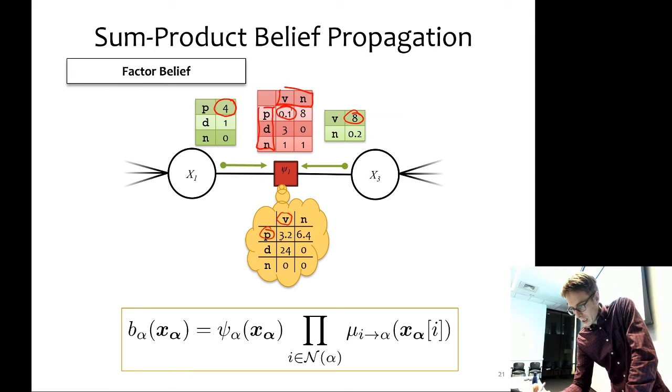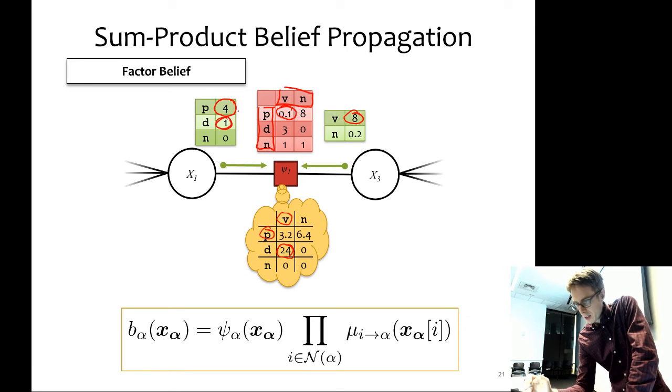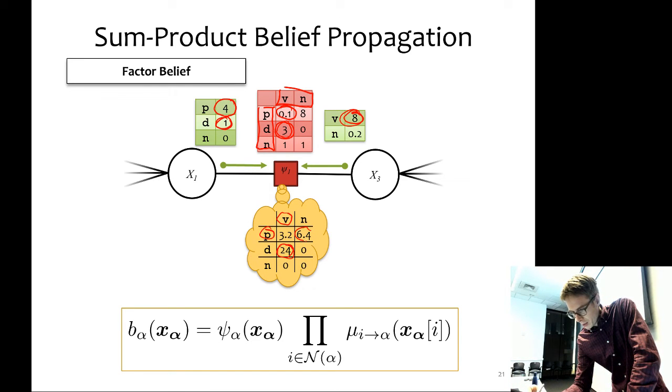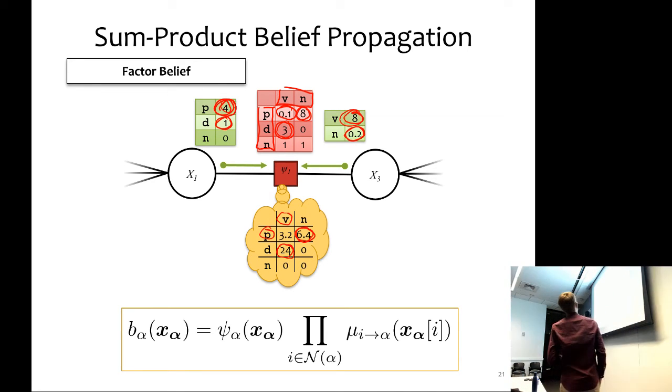Okay. Now, going down the line here, if we wanted to compute this value of 24, we'd say, well, x1 is a d, and here we multiply that 1 by 3 and that by 8, which gives us 24. And then if we wanted to do a value in the other column here, we would say, well, that's going to be 4 times 8 times 0.2. Okay. Which gives us 6.4.